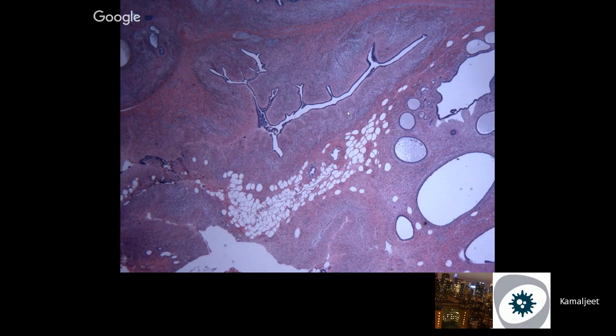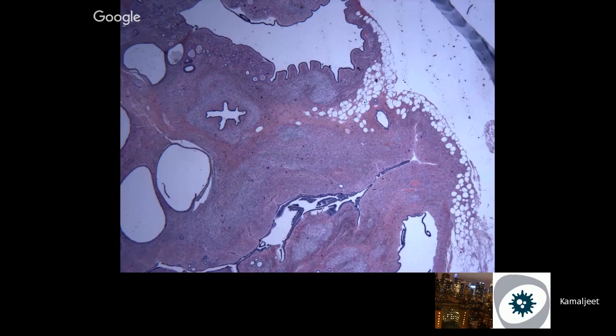In phyllodes, you'll see this condensation of the stroma around the epithelium. Presence of fat is not good in a fibroepithelial lesion. You can see it in a fibroadenoma, but start thinking about phyllodes if you're seeing fat inside a fibroepithelial lesion. So that's the low power examination.